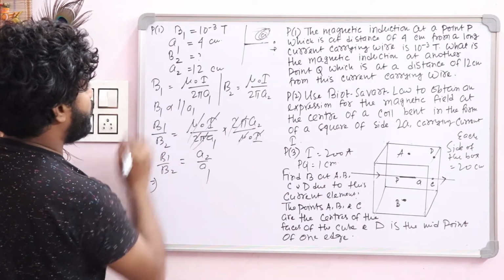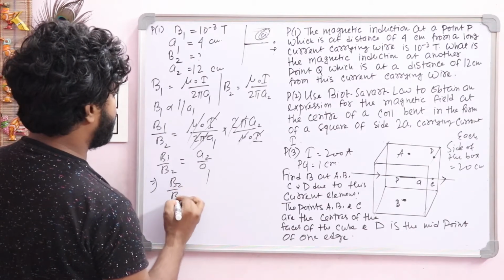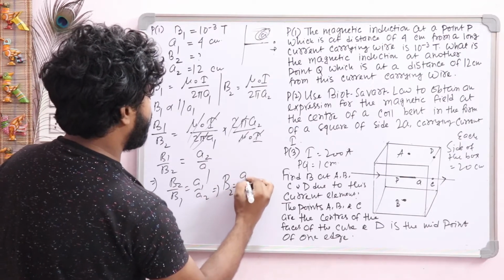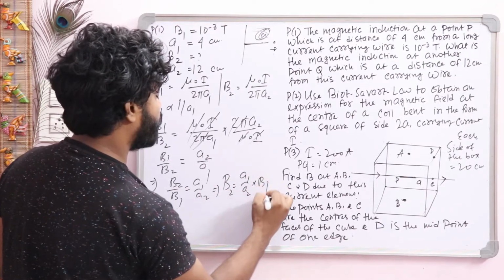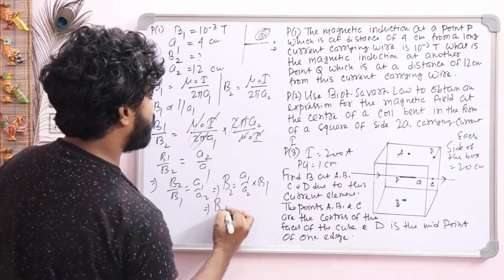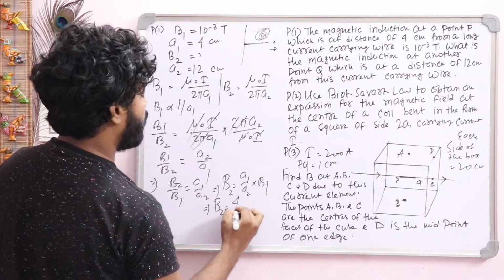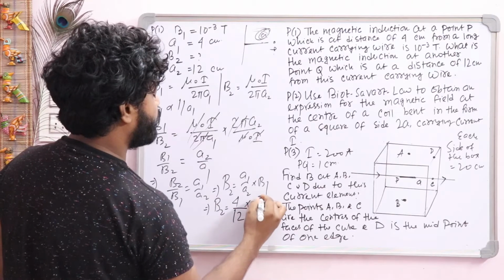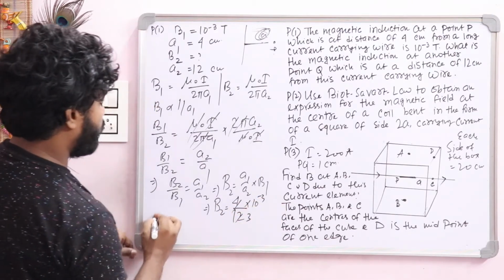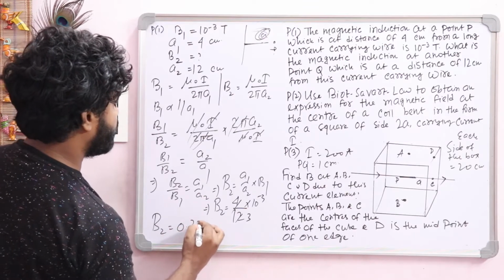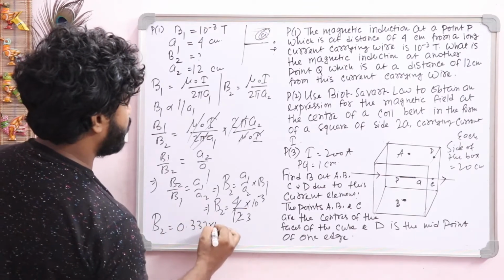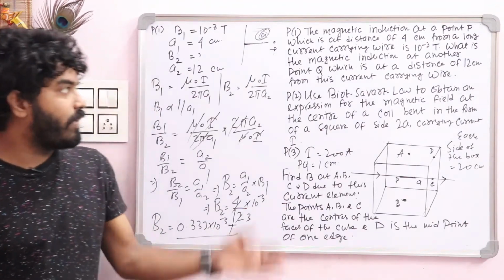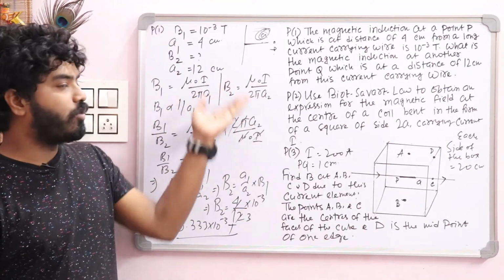So you have to find out the value of B2, so B2 by B1 will be a1 by a2, therefore from here B2 will be a1 by a2 into B1. Now putting the value, B2 is equal to 4 by 12 into B1, that is 10 to the power minus 3. So this one is 1 by 3, and you know the value of 1 by 3, that is 0.333 approx, into 10 to the power minus 3 Tesla. This is the answer. Okay, so this is the first question. Two cases given, you have to compare it.